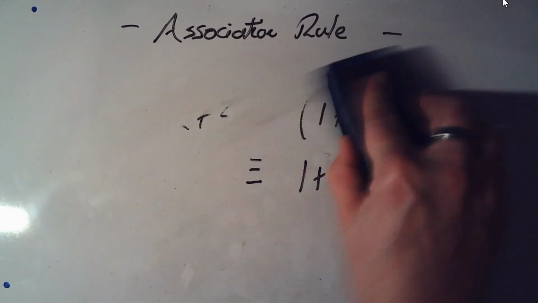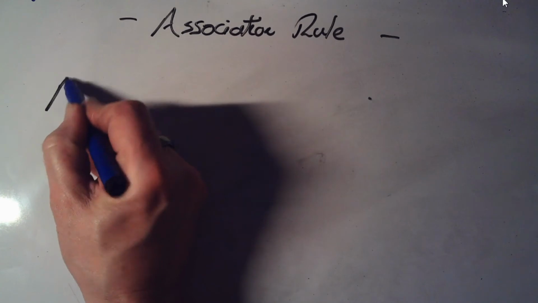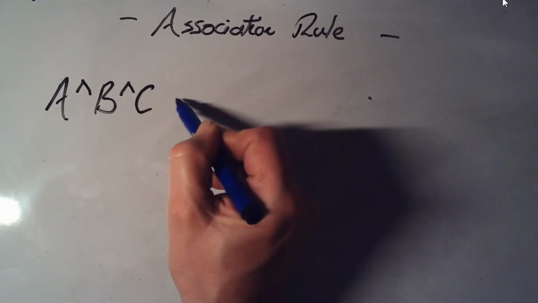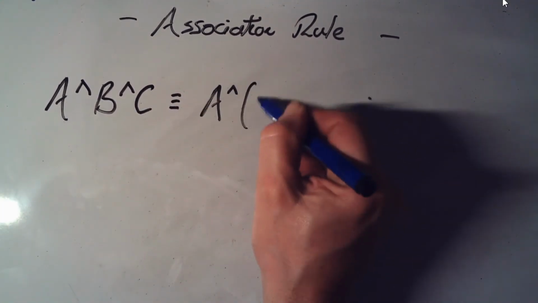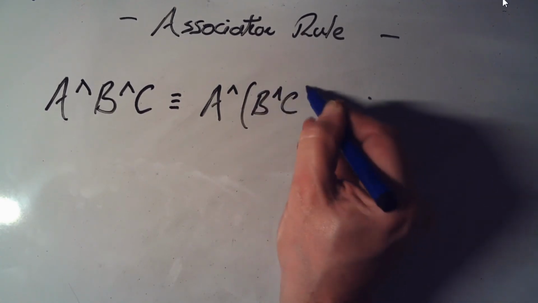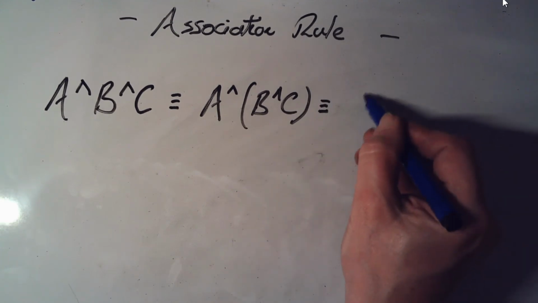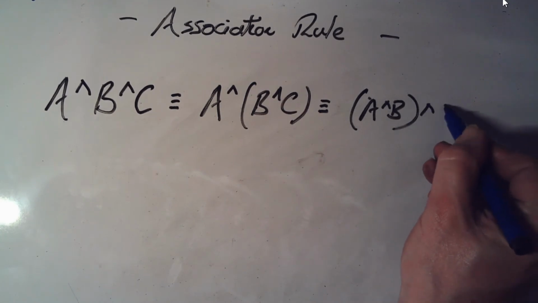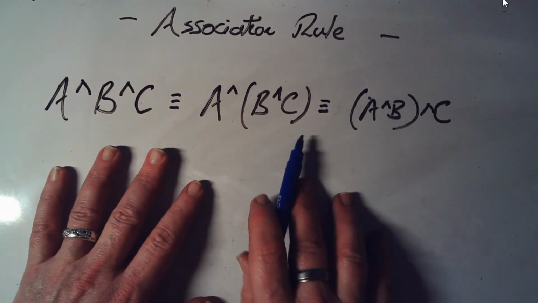So I can express that by saying, in a very similar format actually, and it's in the help sheet, if I have something like A and B and C, that is identical to, or logically equivalent to, A and (B and C) in brackets, which is logically identical to (A and B) and C. So you're probably thinking, right, this is so obvious, why is it actually a rule at all?